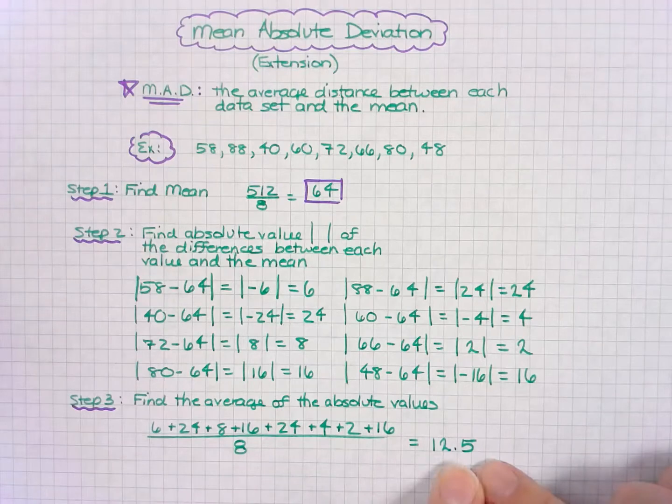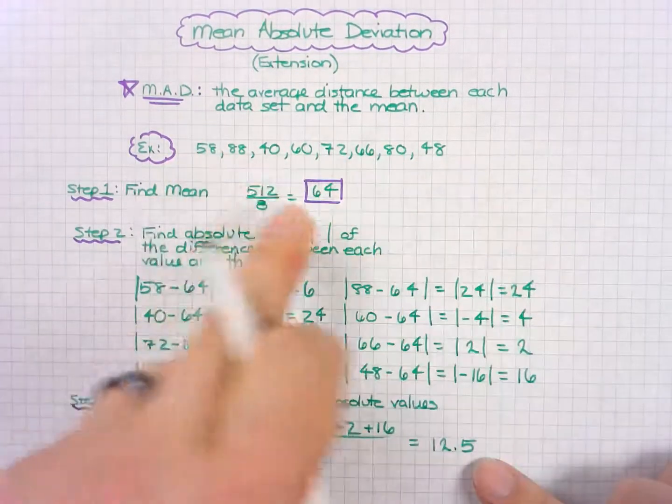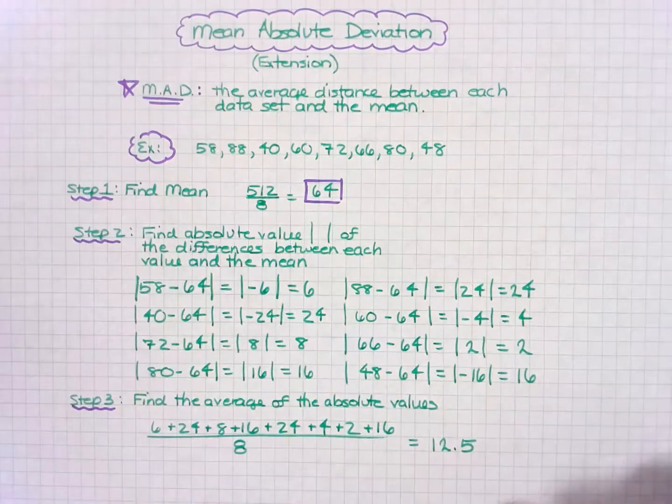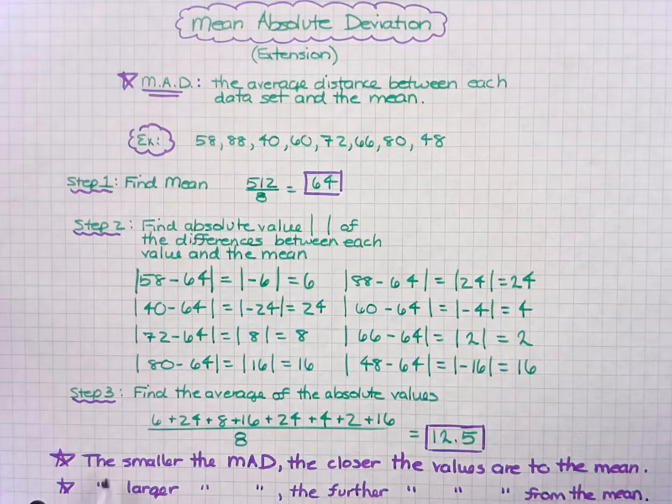This basically means that this is the average distance all of these data values are from the mean. It's an average of 12.5. Now you should experiment, don't take my word for it, but consider this and test it yourself with some data values. The smaller the MAD, the closer the values are to the mean. The larger the MAD, the further the values are from the mean.